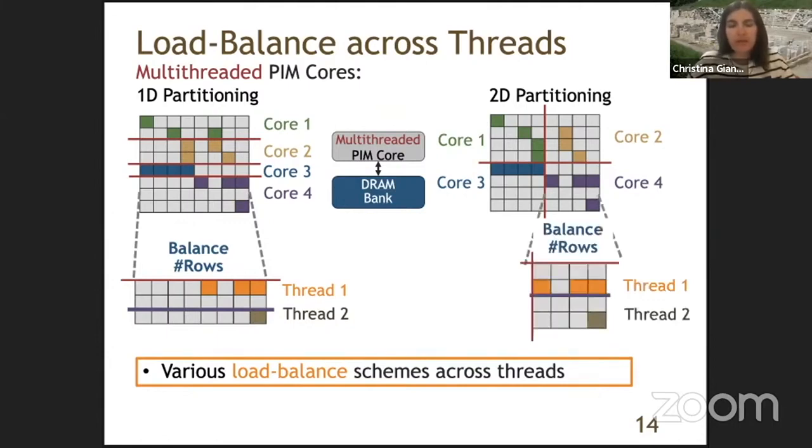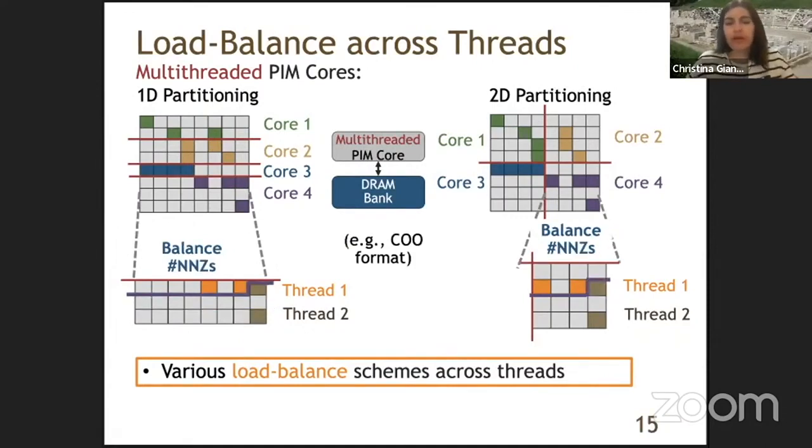Similarly, in the 2D partitioning, we also create smaller sparse matrices, and in those sparse matrices we can load balance the number of rows across multiple threads of a single PIM core. And we support various load balancing schemes, like either balancing the number of rows or balancing the non-zero elements across the multiple threads of each multi-threaded PIM core.